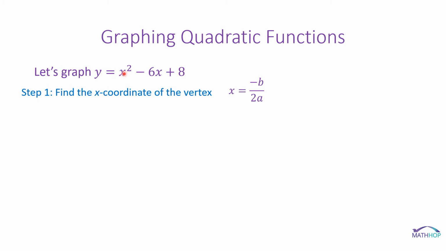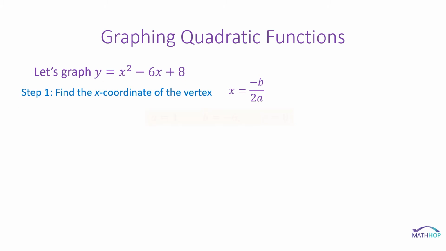So notice there's no number here in front of x squared. That is 1. The coefficient is 1. If there was another number here other than 1, we would have written it. It's clearly not 0 because then there wouldn't be an x squared term. So when you don't see a number here, the coefficient is 1. B is negative 6. Do not forget your negative sign. And C is 8.